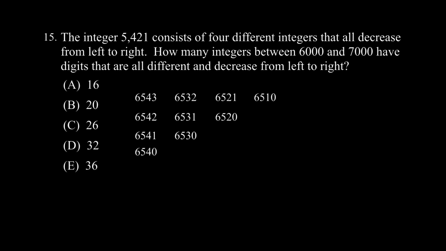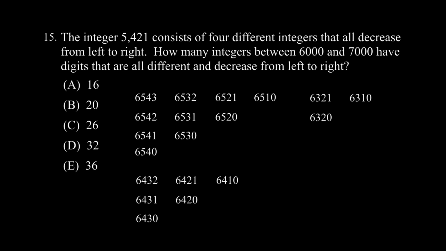We can still keep the 6, but we can move the 5 to a 4. So we would have 6, 4, 3, 2, 6, 4, 3, 1, 6, 4, 3, 0. Keeping the 6 and the 4 the same, 6, 4, 2, 1, 6, 4, 2, 0. Keeping the 6, 4 the same, but changing the 2 to a 1, we would have 6, 4, 1, 0. There's nothing else we can do with the 6 and the 4, so we move to 6, 3. 6, 3, 2, 1, 6, 3, 2, 0. Change the 2 to 1, 6, 3, 1, 0.